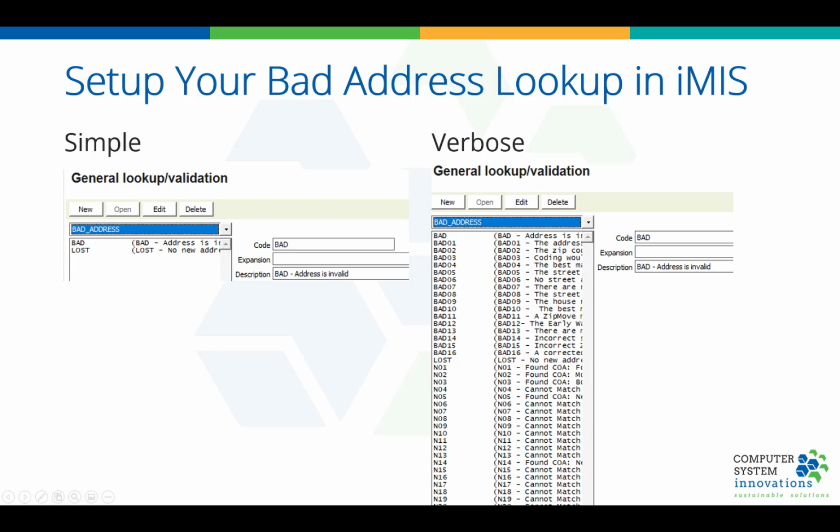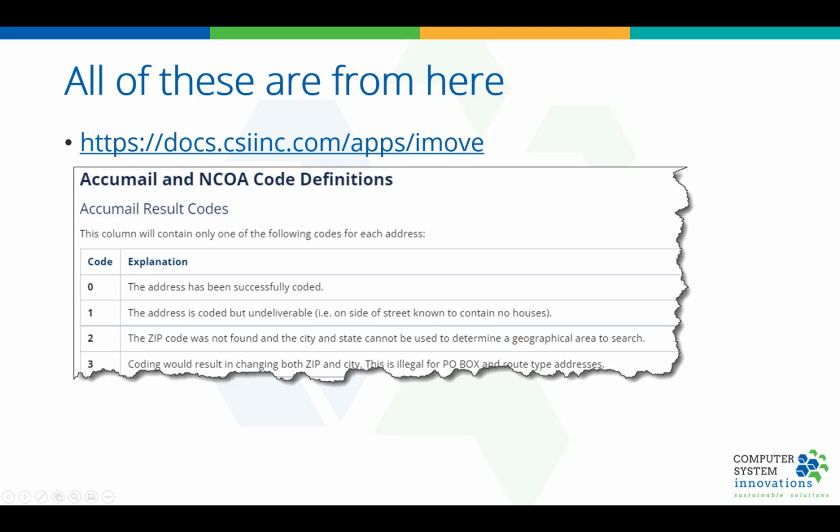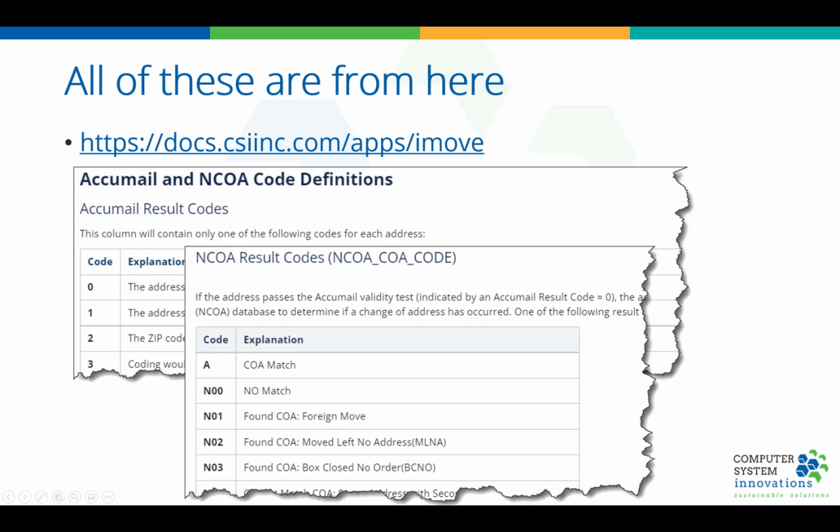That's your basic sort of setup, the simplest setup if you want to use bad address mapping. The verbose one could be really crazy. And you can see here, I've basically said all of my Accumail results, I want to be able to detail what is wrong with it, and then all my national change of address stuff. So you can decide how much to delineate on these or not. And we'll talk about those in the next couple slides. Once again, all from our documentation here. You'll see Accumail and NCOA code definitions. Here are all the codes for Accumail that it returns, and here's all the NCOA codes.